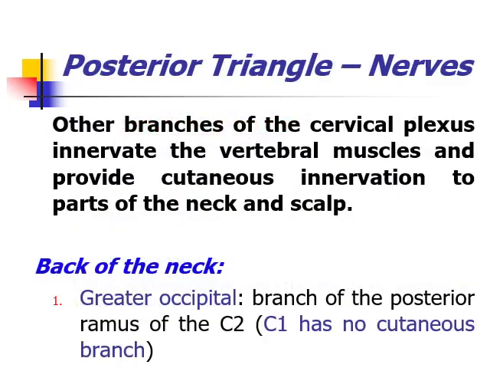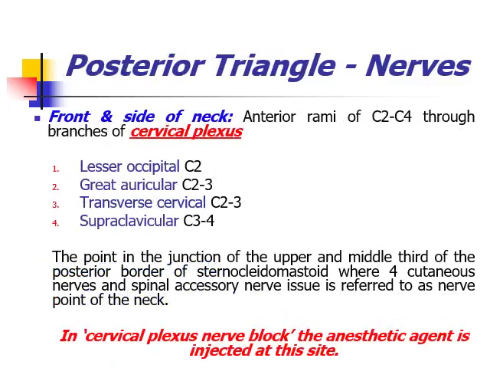Other branches of the cervical plexus innervate the vertebral muscles and provide cutaneous innervation to parts of the neck and scalp. These include the greater occipital nerve, a branch coming from the posterior ramus of C2. C1 has no cutaneous branches. What's left of the branches of the cervical plexus emerges from the front and sides of the neck. They are the anterior rami of the cervical nerves from C2 to C4. These branches are the lesser occipital, the great auricular nerve, transverse cervical, and suprascapular, and they all have the root value from C2 to C4.